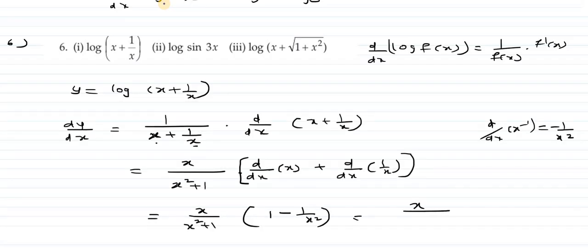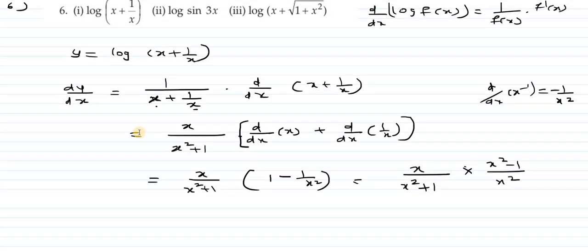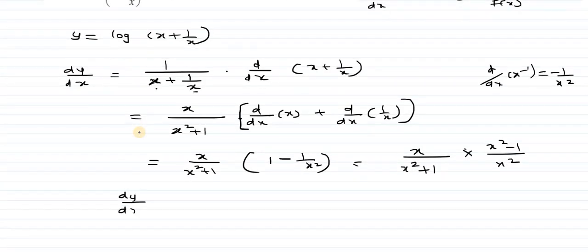So, on taking the LCM, this is x upon x square plus 1 into x square minus 1 divided by x square. Correct? So, dy by dx is equal to x square minus 1 divided by x square plus 1 into x. But is it a proving sum? No, right? So, this answer you can. Clear, ma? Any doubt? Clear or no? Next.